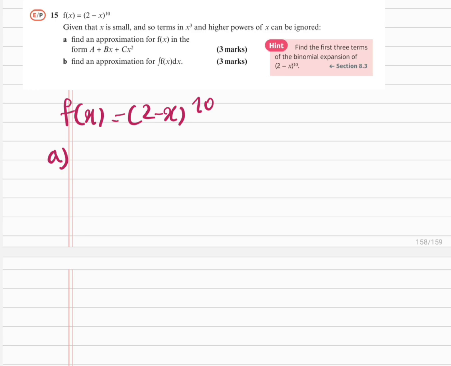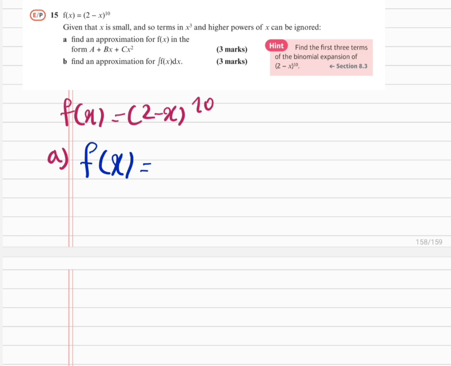So if you look at the hint, we need to find the first three terms of the binomial expansion of (2 minus x) to the power of 10. The reason we find the first three terms is that they have x to the power of 0, 1 or 2, which are less than 3, because the question says that terms in x cubed and higher powers are insignificant. So we just find the first three terms, then we can integrate that.